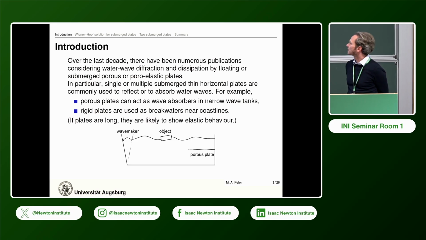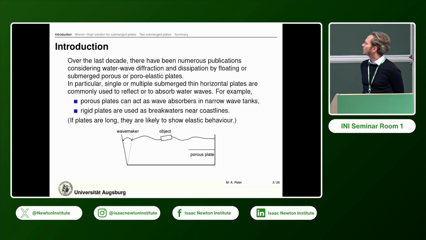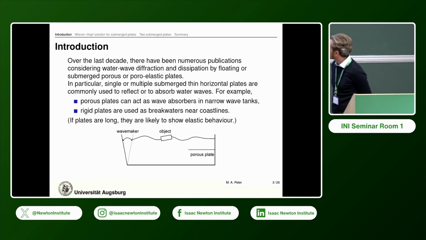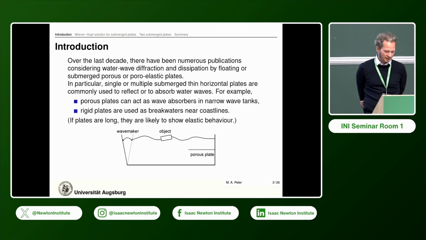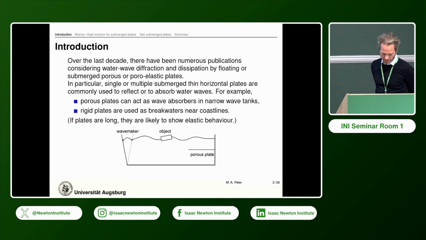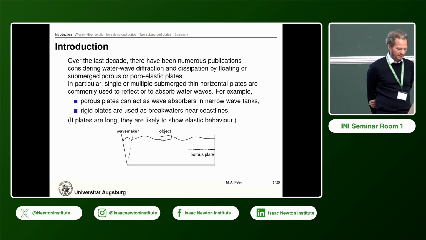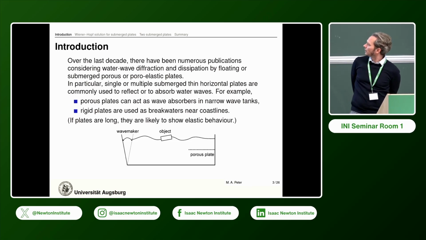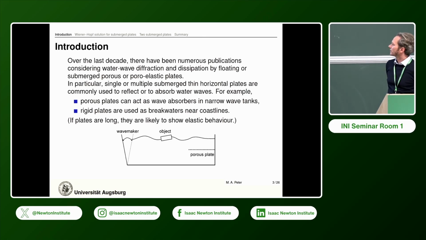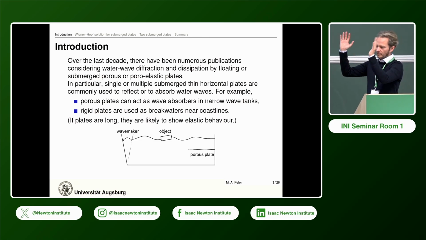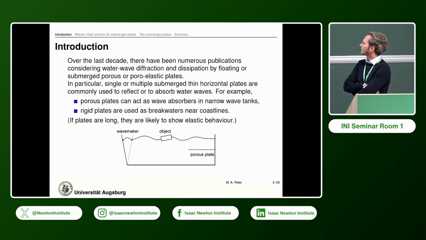Okay, so Mike has already hopefully convinced you that horizontal plates in water are a very important problem and need to be understood better. My main motivation, or the main kinds of plates I'm looking at today, are poroelastic plates, and the motivation there is a bit different. One thing where they're used quite often is as wave absorbers in wave flumes and narrow wave tanks. So basically you have a wave tank, you have a wave maker, you have some object that interacts with the waves that you're interested in, but then the problem is your wave flume is not infinitely long, so there will be some reflection off the end, and that is typically something that pollutes your experiment.